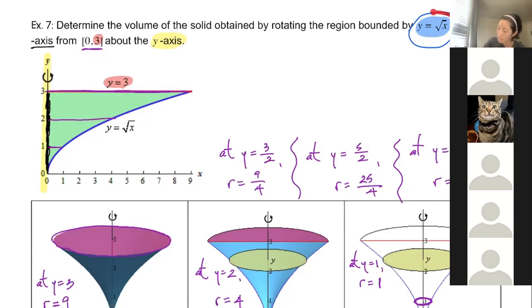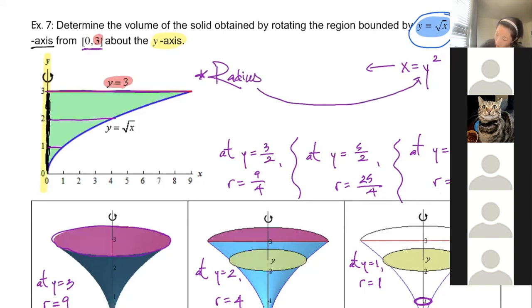And so all we need to do is take this equation and square both sides. So we're going to isolate x. So x equals y squared, right? So now we've got an x equals equation. And this y value, when I square it, what does it give me? Y squared gives me the radius. Okay, so y squared gives us the radius. So what this means is that in this case, each of these purple lines is the radius, and the function we can use for it is y squared.